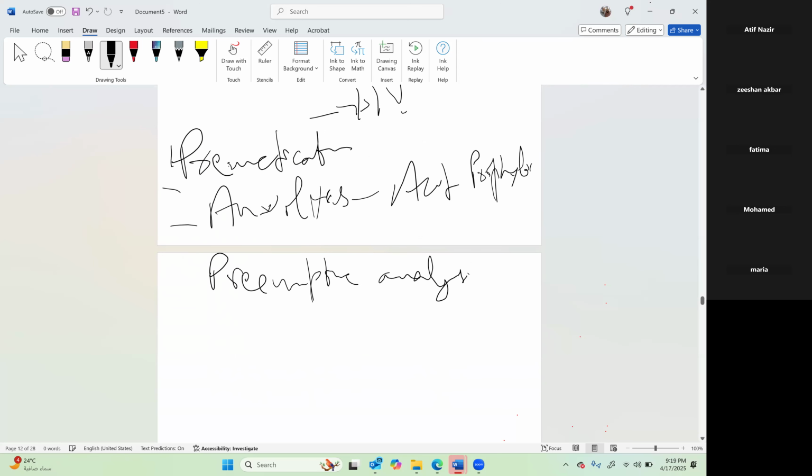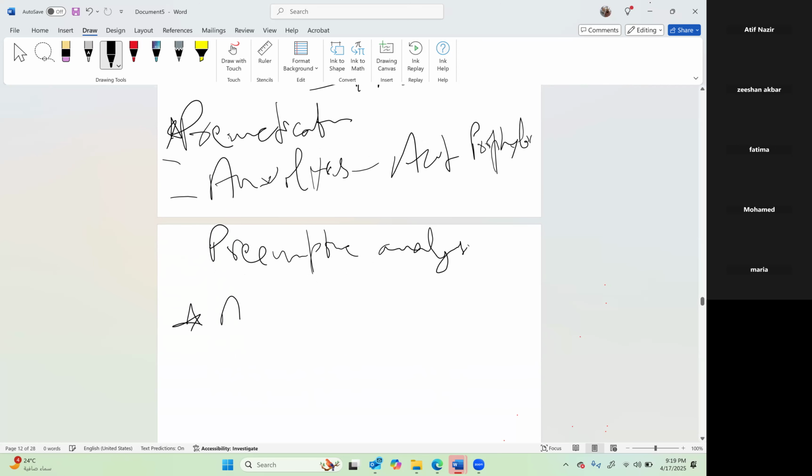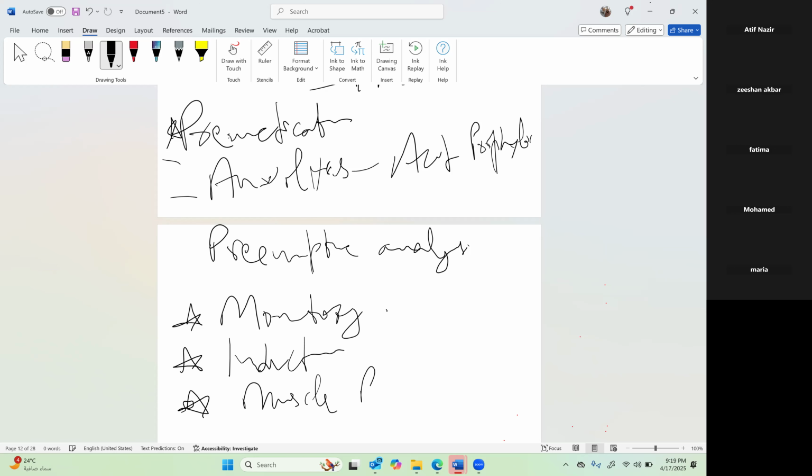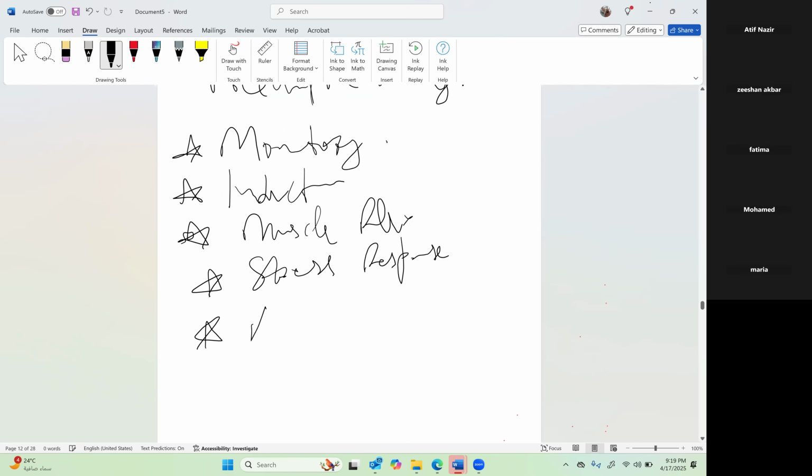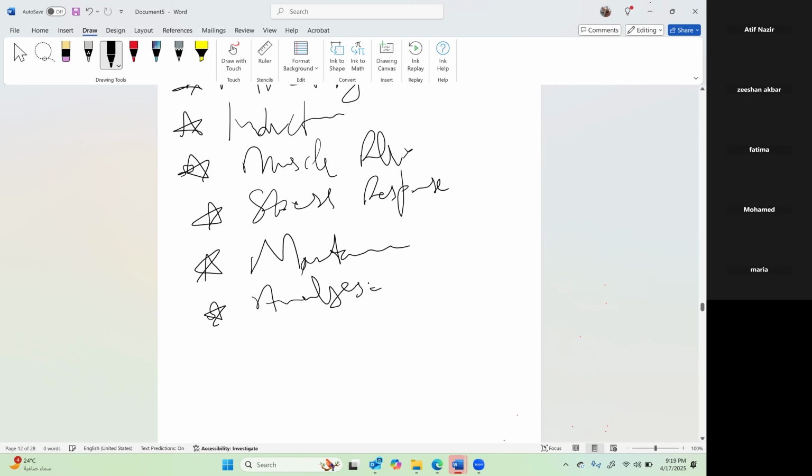Okay. Then monitoring. Any other monitoring other than standard 1, standard 2? Never forget to tell. Then induction agent, muscle relaxant. Okay. Then stress response. Okay. Then maintenance, analgesia, fluid.